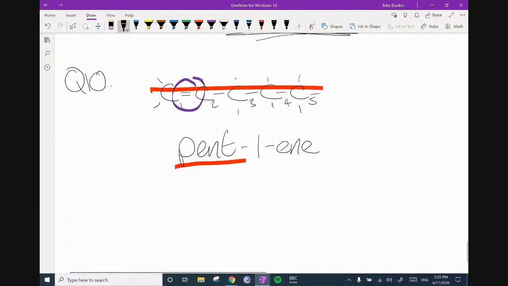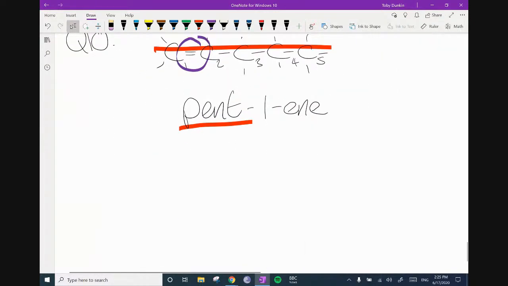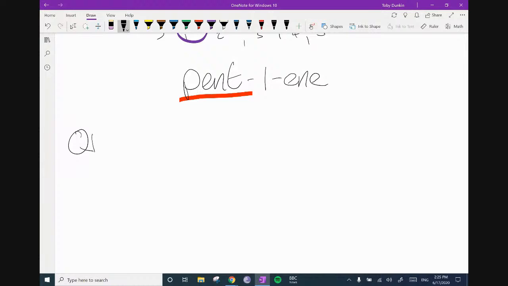Pent-1-ene. Right, are you ready for the next one? These are steadily getting harder, folks. Right, check this out. Number 11.